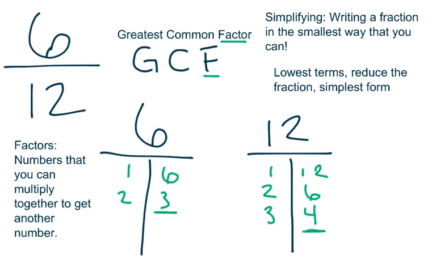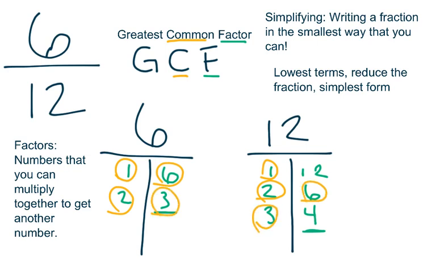So the next thing we need to do is find all the ones they have in common, which is where the C comes in. So if I look, I see they both have a number 1. They both have the number 2. And then if I come over here, they both have a 6. And they both have 3. And then 12 is the only one that has 12 and 4. 6 does not have a factor of 12 or 4, so I can't circle those. So these are all the factors that they have in common, or that they have that are the same.